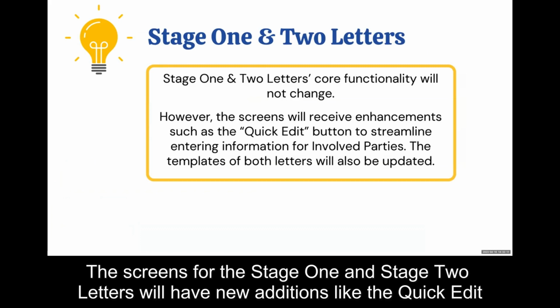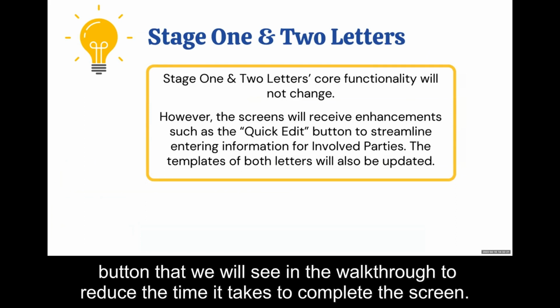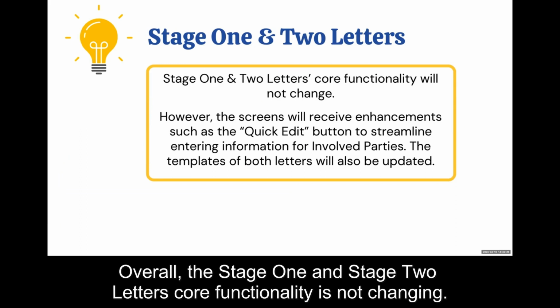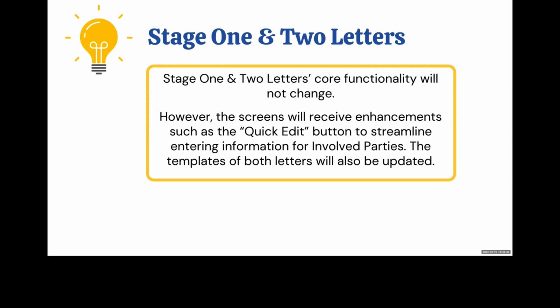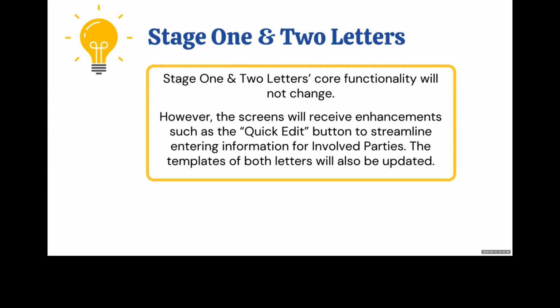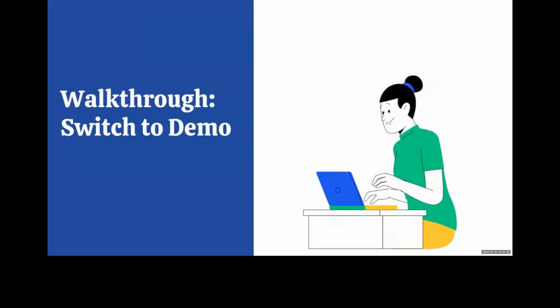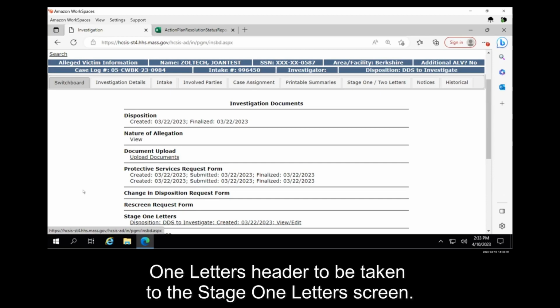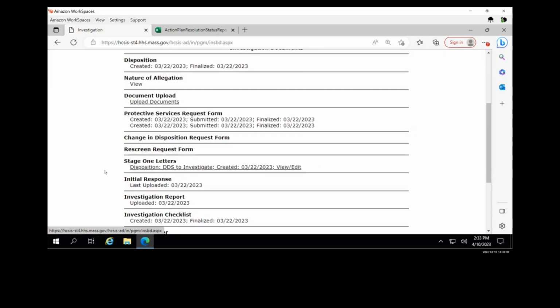The screens for the Stage 1 and Stage 2 letters will have new additions, like the Quick Edit button, that we will see in the walkthrough to reduce the time it takes to complete the screen. Overall, the Stage 1 and Stage 2 letters' core functionality is not changing. Now let's go ahead and view these changes in HCSIS. From the switchboard, you would click the link under the Stage 1 letters header to be taken to the Stage 1 letters screen.